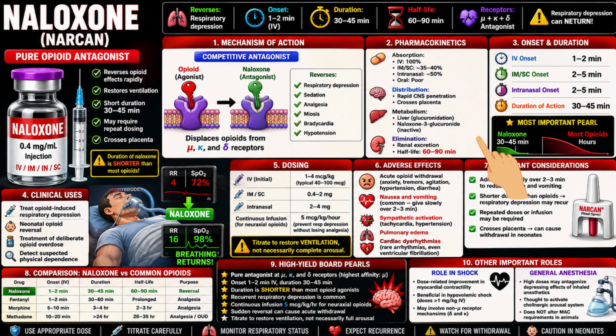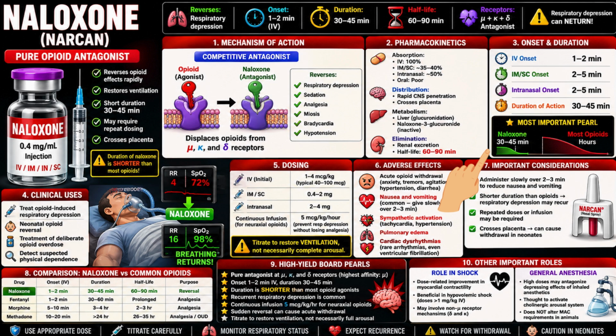Distribution and metabolism. Naloxone crosses into the CNS rapidly, which is part of why it works so fast. It also crosses the placenta, and hold on to that fact because it becomes genuinely important in a specific clinical scenario we'll cover shortly. The liver metabolizes it through glucuronidation, producing naloxone 3-glucuronide, an inactive metabolite. Elimination half-time runs 60 to 90 minutes.